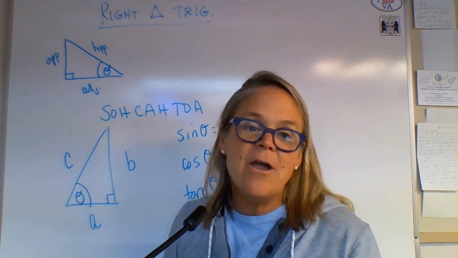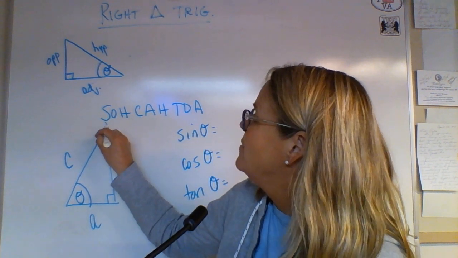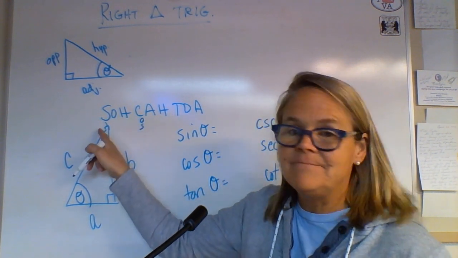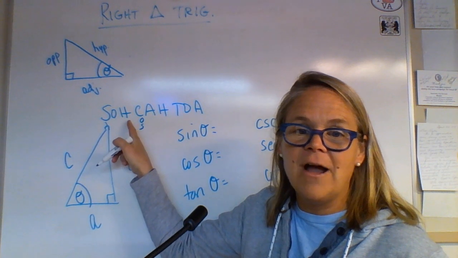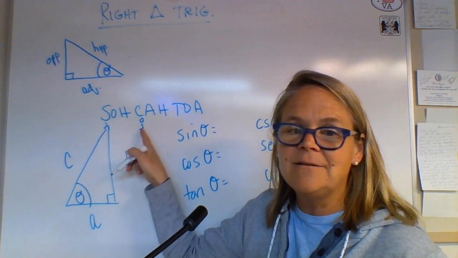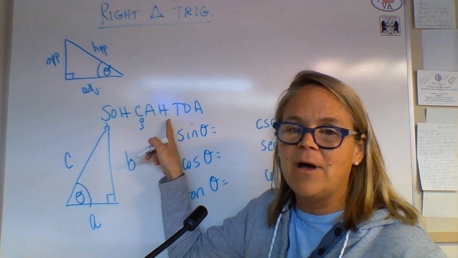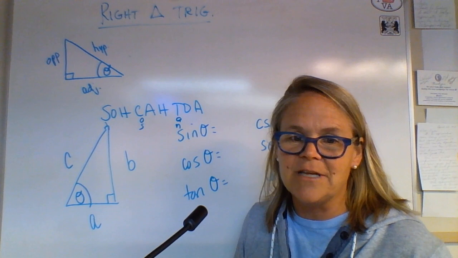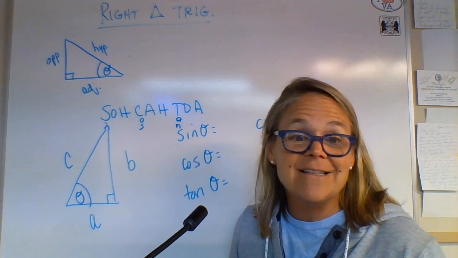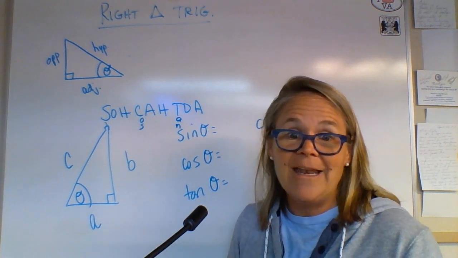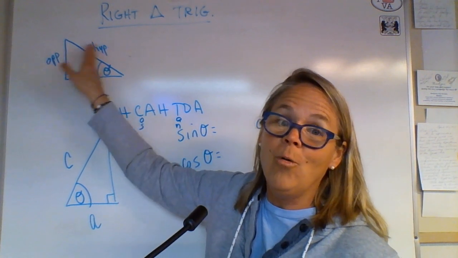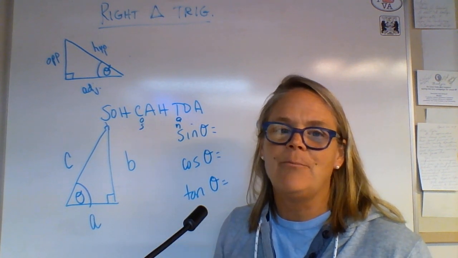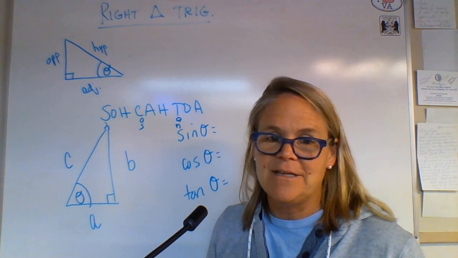So what do we already know? We know that if we have the word SOHCAHTOA, sine is opposite over hypotenuse. Cosine, adjacent over hypotenuse. Tangent, opposite over adjacent. So the word SOHCAHTOA has O, H, and A. O is opposite, H is hypotenuse, A is adjacent.